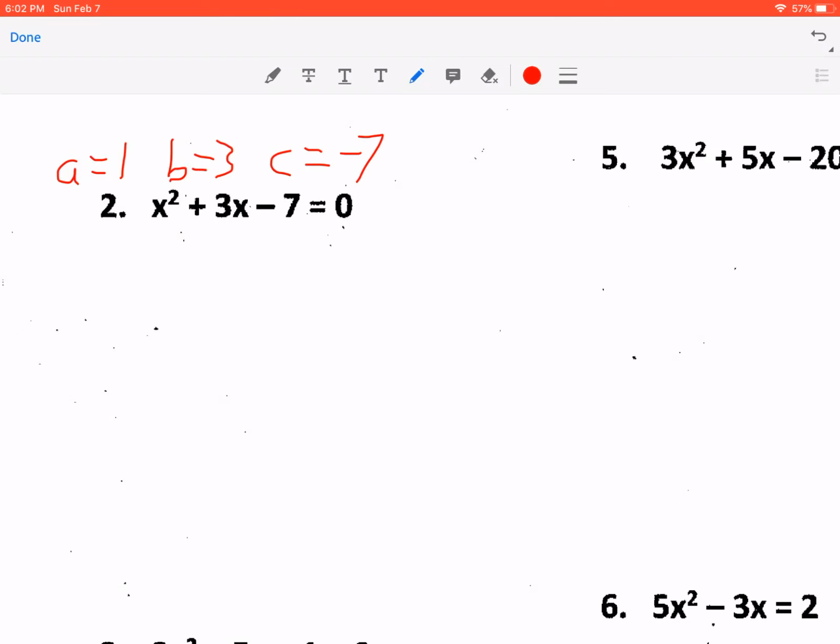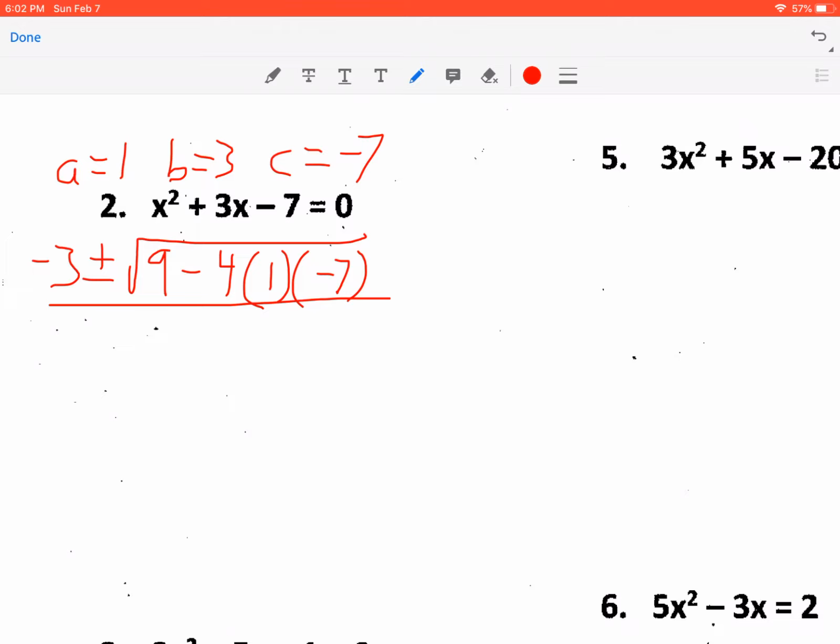The formula's up top. It's negative B. That's negative 3 plus or minus B squared. If you just want to go ahead and put 9, because that's what 3 squared is, minus 4 times A times C, over 2 times 1. You can just put 2 if you want to. This goes together. It's always a negative 4. Be careful. That's the biggest mistake people make.